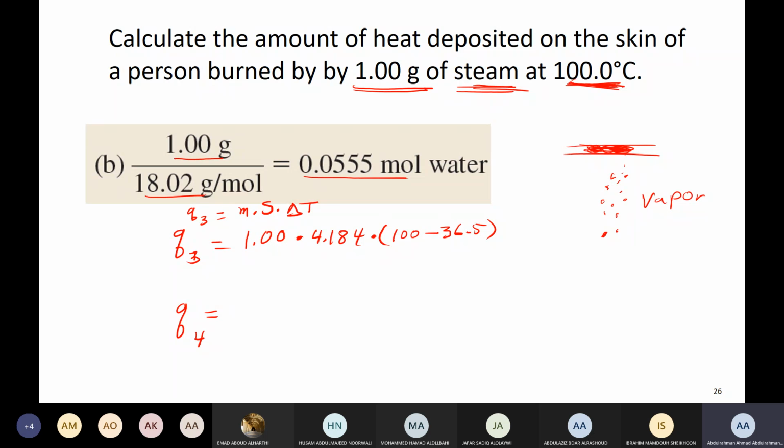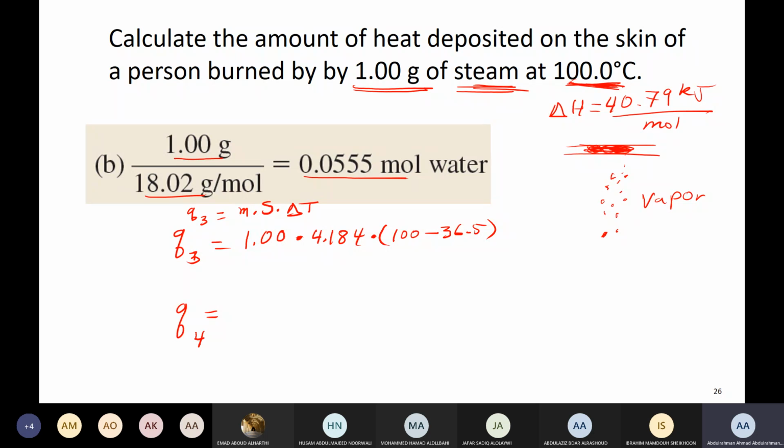How about Q4? How can I calculate Q4? We multiply the mass times the delta H. But delta H usually is given to you per mole. Yes. Delta H is given to you here. It's not written here, but delta H is equal to 40.79 kilojoule per mole.